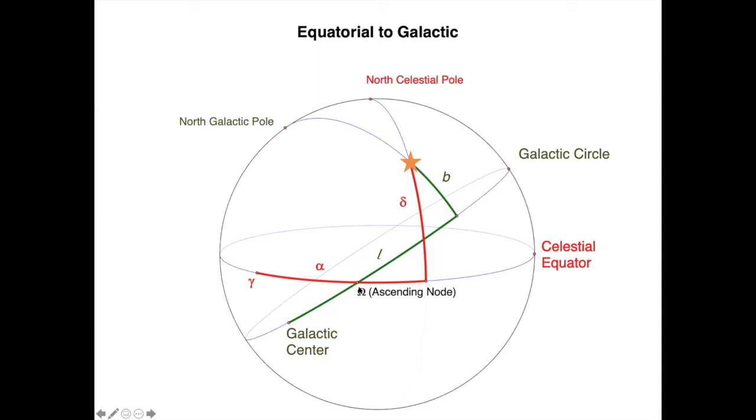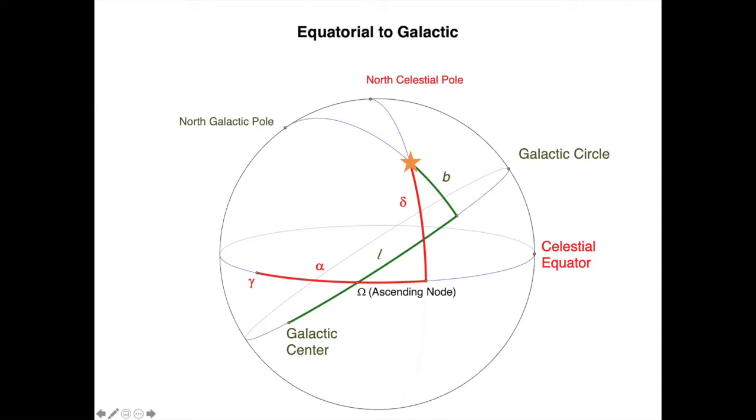And one important point is the ascending node, which is the intersection between the celestial equator and the galactic circle. It's like the vernal point between the celestial equator and the ecliptic, but it's between the galactic circle and the celestial equator.